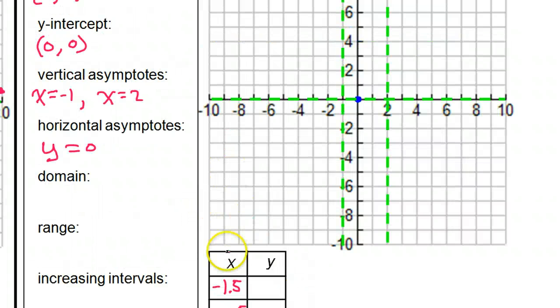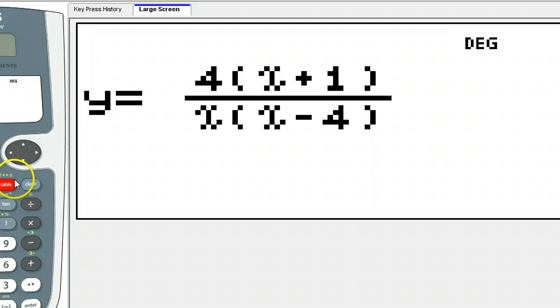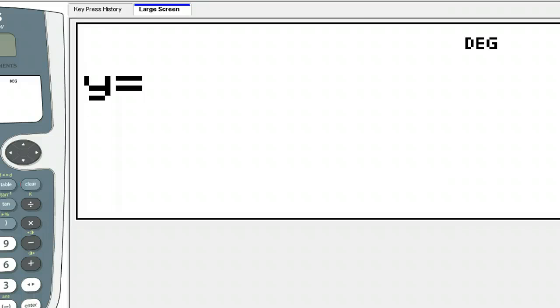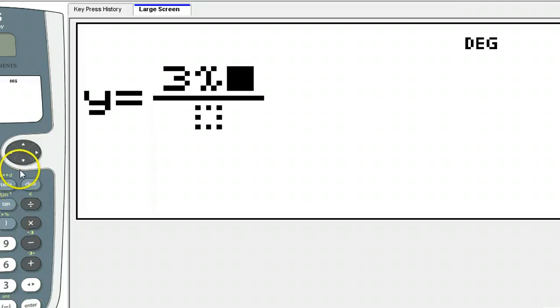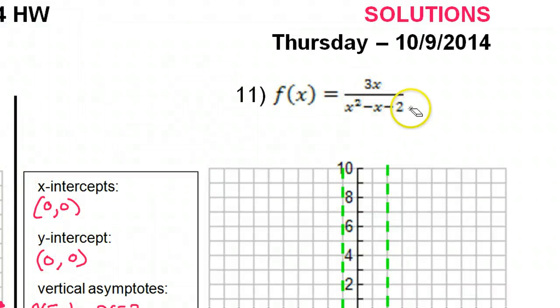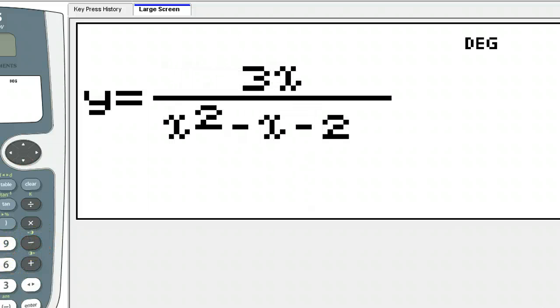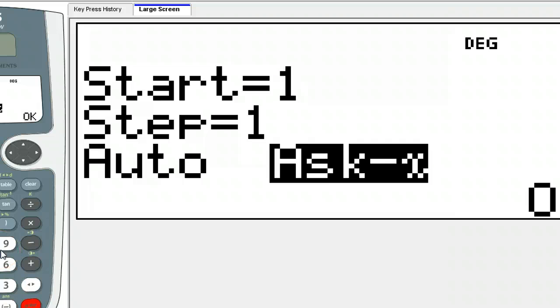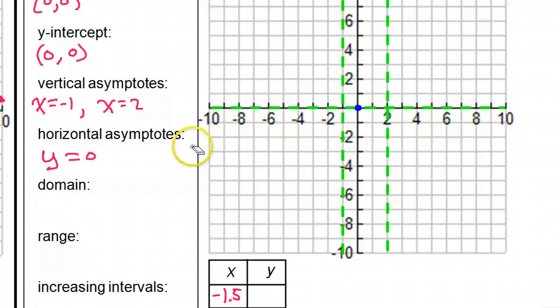So let's put this function once again into our TI-30XS MultiView. Okay, so table function, let's clear out what's in there. So we have 3x over x squared minus x minus 2. So x squared minus x minus 2. Hit enter. Let's definitely use the ask feature. I like it. So let's see what's going on.